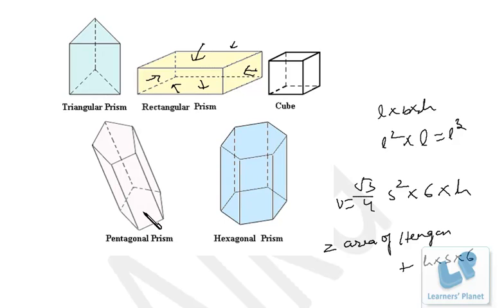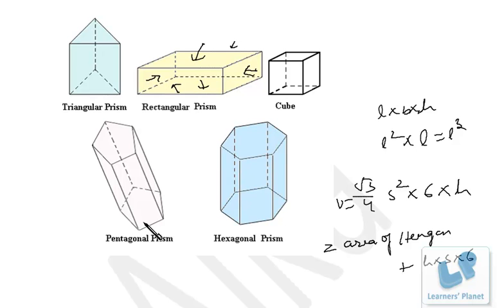Similarly, for the pentagonal prism, the base area, that will be the area of this pentagon, into height, that will be the volume. And the base area, this area, and 5 rectangles will be there, and they will give you the total surface area of this pentagonal prism.